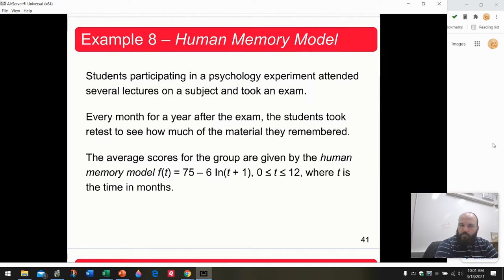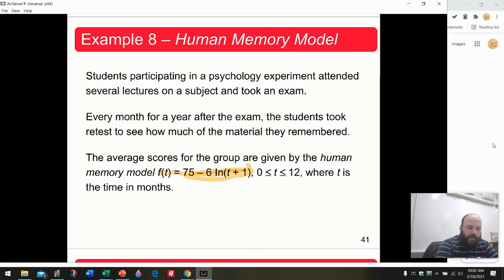So I have a word problem here for you. It says students are participating in a psychology experiment, attended several lectures on a subject, and then took an exam. Each month for a year after the exam, the students took a retest to see how much of the material they remembered. The average scores for the group are given by the human memory model f of t equals 75 minus 6 natural log of t plus 1, where t has to be between and including 0 to 12, and t is the time in months.